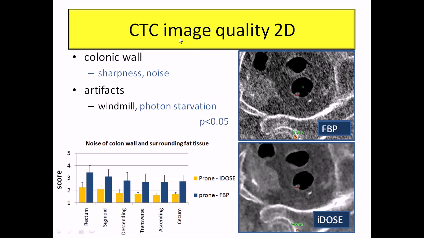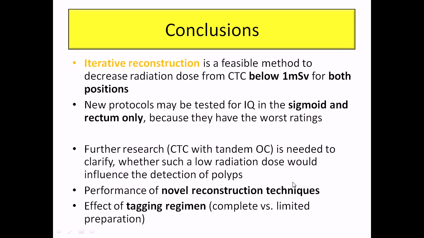We also rated image quality of cross-sectional images, and we arrived at the same conclusion. You may see the images over here. Filtered back projection with very much noise is a very difficult area with bony structures contributing to the noise, and iterative reconstruction over here. We concluded iterative reconstruction is a feasible method to decrease radiation dose from CT colonography below 1 millisievert for both positions altogether, for both positions.